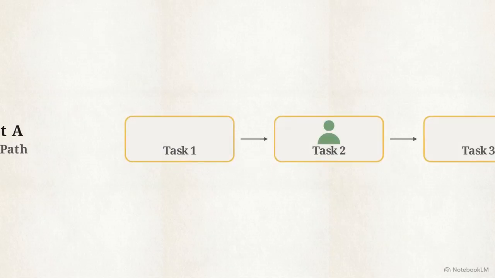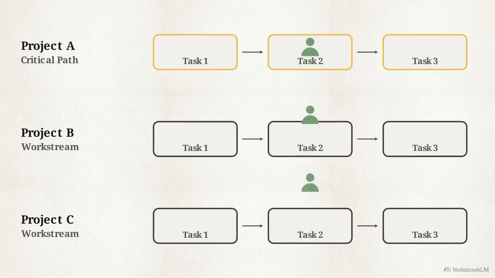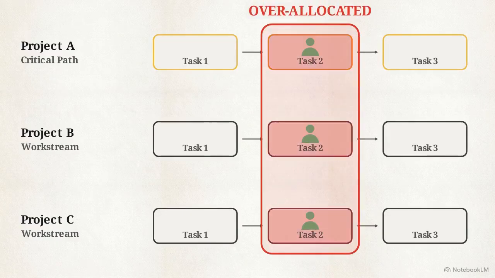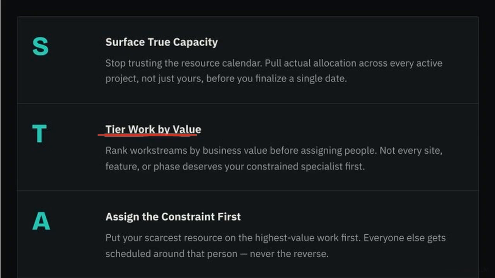Your immediate action item here is to cross-check your roster. Identify any person on your critical path who is quietly double-booked on someone else's workstream this month. That takes us to step 2, tier work by value.